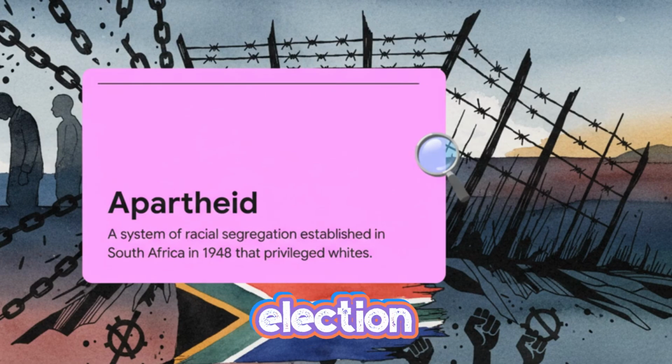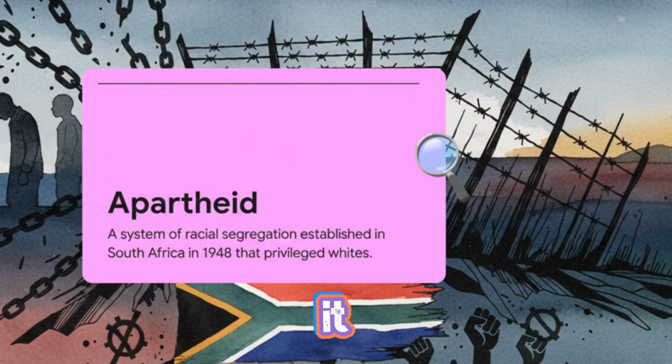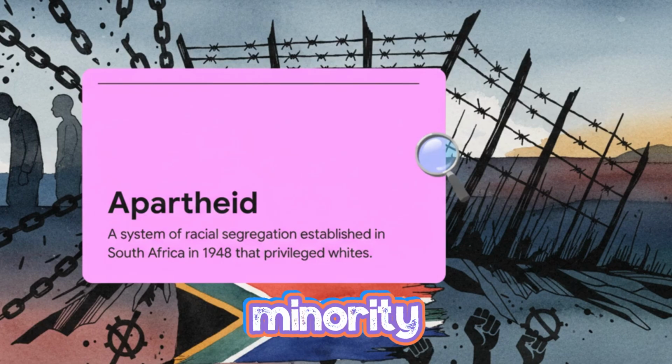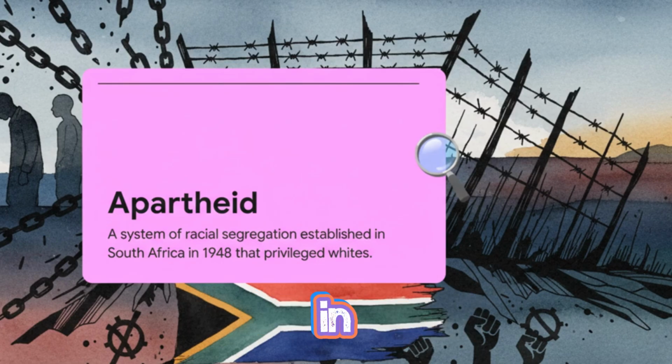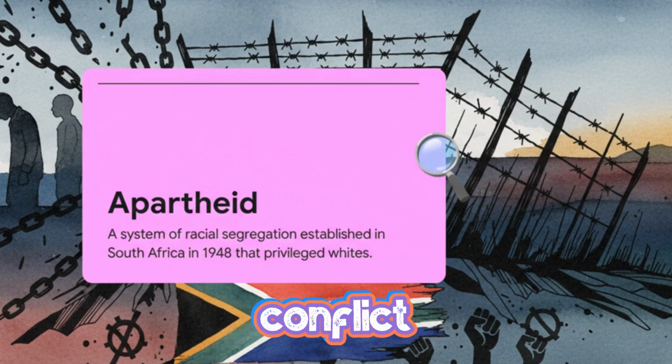After the National Party won the election in 1948, they basically wrote racial segregation into law. It was this institutionalized system that gave all the power and privilege to the white minority and systematically subjugated the black majority in every single part of life. This really set the stage for decades of conflict.